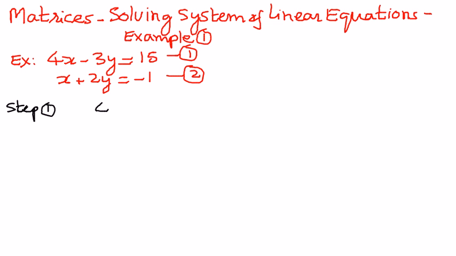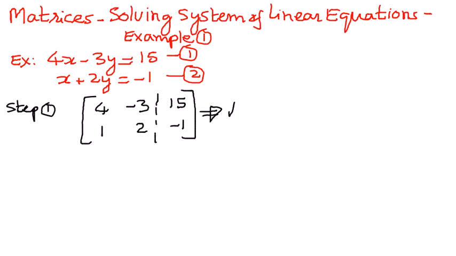So 4 is the coefficient of x, -3 is the coefficient of y, and the constant number is 15. In the second equation, the coefficient of x is 1, the coefficient of y is 2, and the constant number is -1. So this is our augmented matrix.